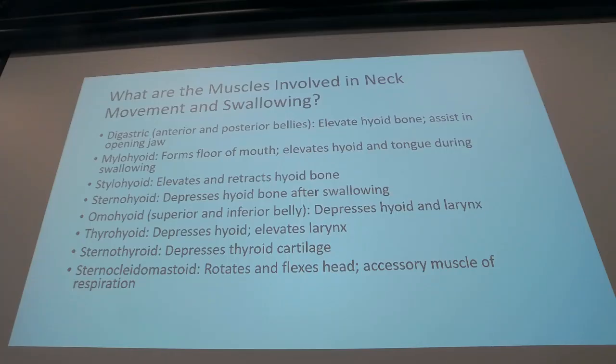And then we have this powerful muscle on the sides of the neck that's called the sternocleidomastoid. The sternocleidomastoid helps us to rotate and flex our head. And it's an accessory muscle of respiration during forced breathing.